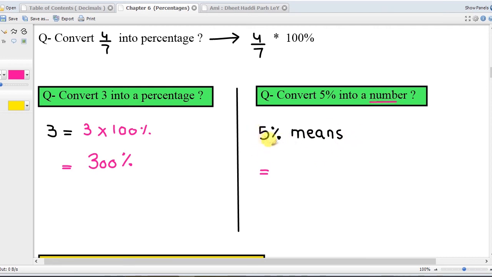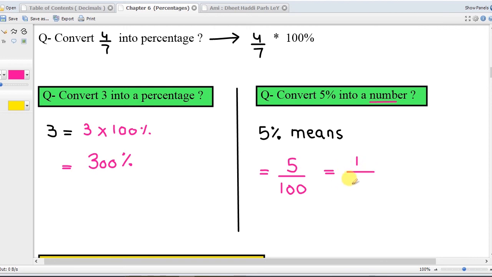Next, 5% means we have to convert it into a number. What number are we getting for 5%? Simply this is 5 over 100. Per means divide, cent means 100. So this is the value we are getting in the form of a fraction. And if we further want to convert it, okay, let's just simplify. This can be simplified, yes.